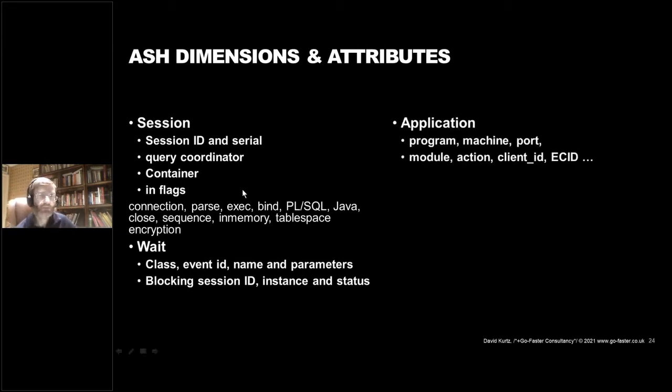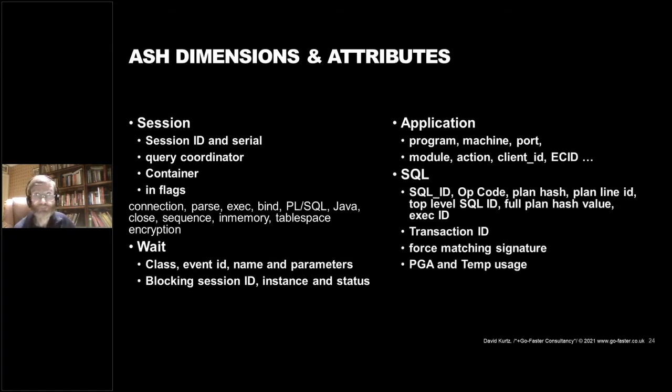Information about the application, the program name, the machine, the port it's connected to. Probably the 2 most important things, module and action, which we'll talk about in detail in a minute, are strings which hold information put there by the program. It gives you context information. You might get a client ID, and you also get this ECID, the execution context ID, which is mainly used for tying a database session back to say a Java thread.